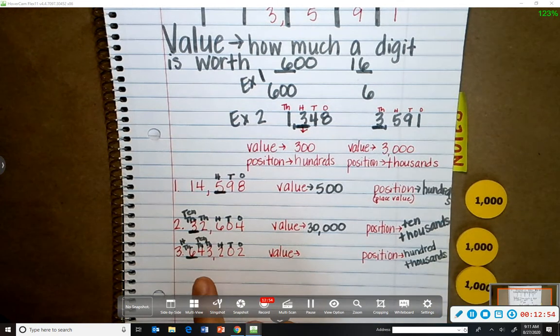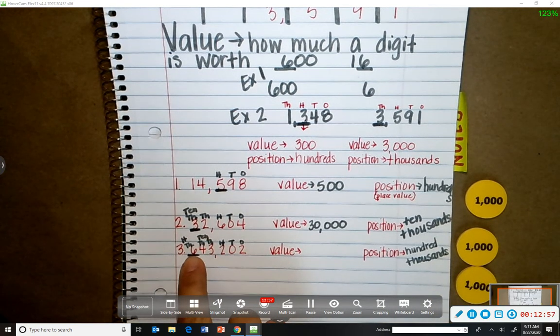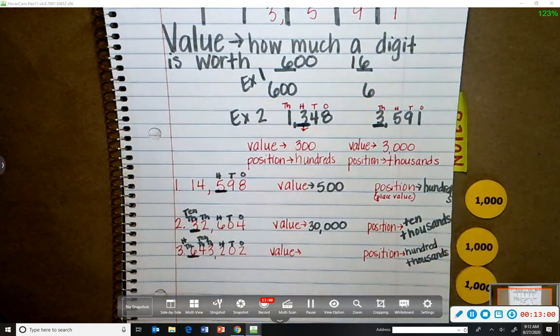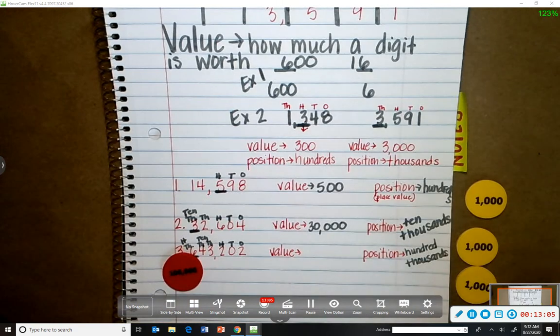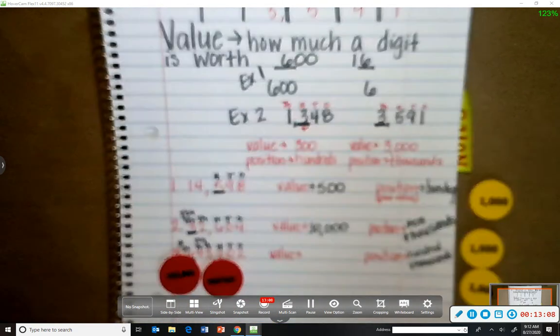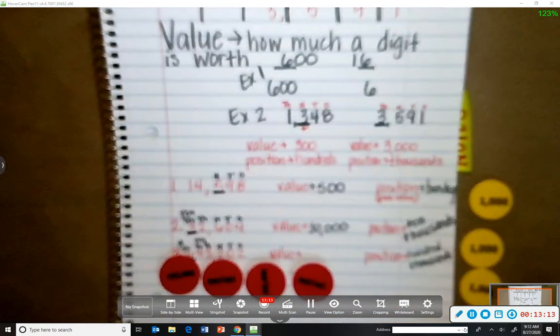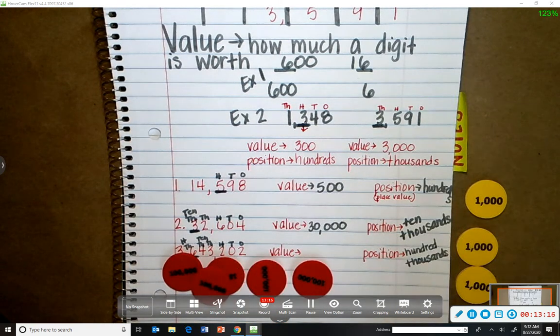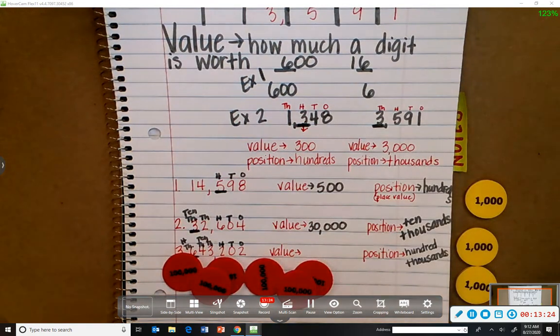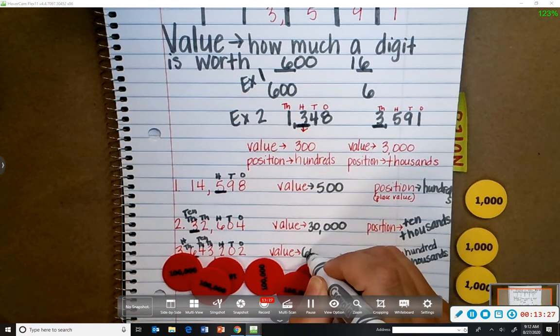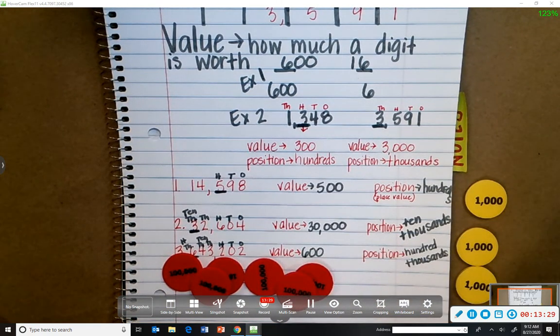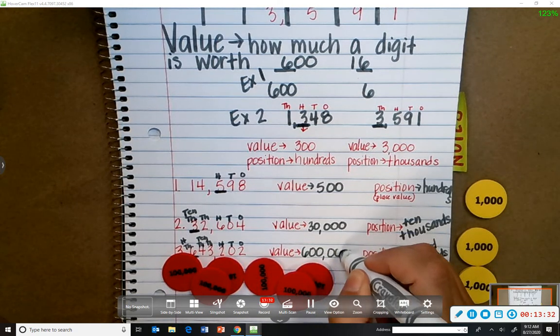Okay, our value, well, think of that as hundreds, 600s, and then we add 1,000 on the end of it. So we would say there's a 100,000, 200, 300, 400, 500, 600, 600,000. So it's kind of like skipping by hundreds, but we just add 1,000 on the end of it. So it's 600,000 for the value.